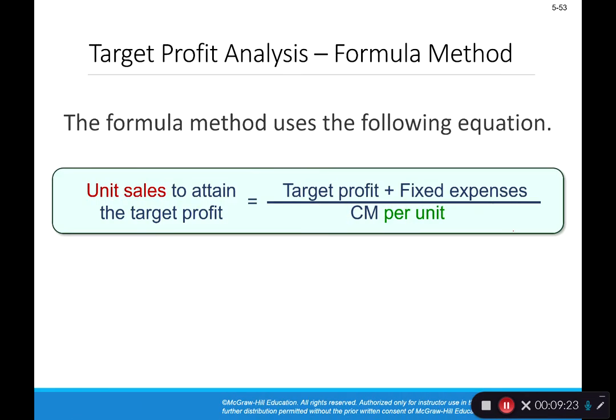So all we have to do is add target profit to the formulas we just learned. So in our numerator, instead of just having fixed costs, we're going to have the fixed costs plus the profit that we want to obtain in order to calculate the number of units or the dollar sales to achieve that level of profit.